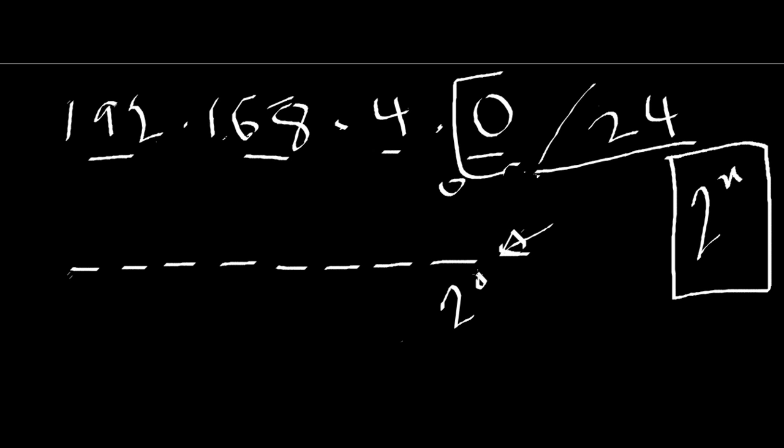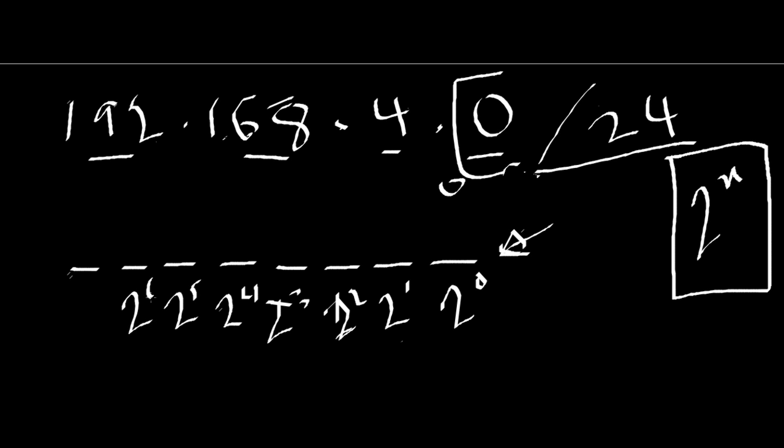We start counting from 0. Then we move on to 2 to the power 1, 2 to the power 2, 2 to the power 3. Sorry, my stylus pen is not really that good. 2 to the power 4, 2 to the power 5, 2 to the power 6, then 2 to the power 7.